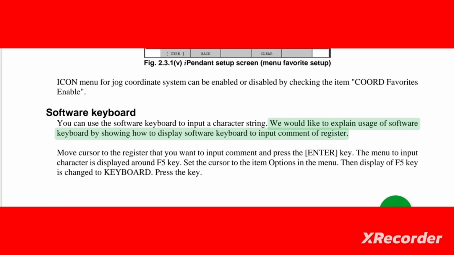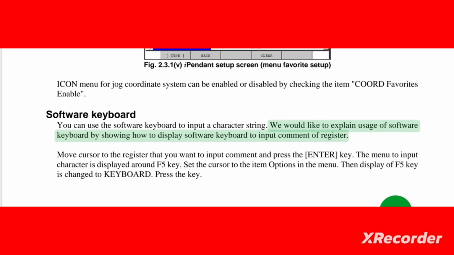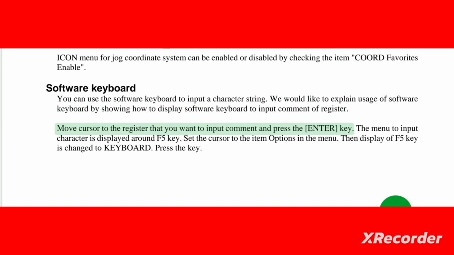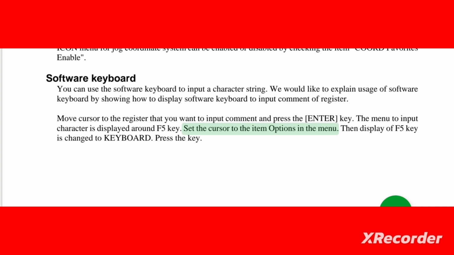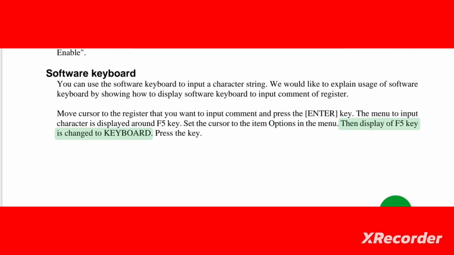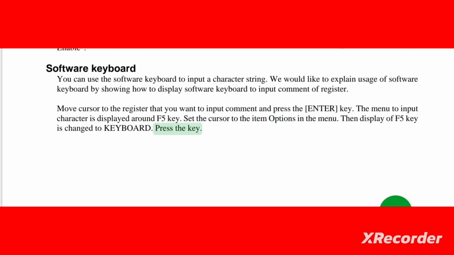We would like to explain usage of the software keyboard by showing how to display it to input a comment of a register. Move the cursor to the register that you want to input a comment for and press the ENTER key. The menu to input characters is displayed around the F5 key. Set the cursor to the item options in the menu. Then the display of the F5 key is changed to keyboard. Press the key.